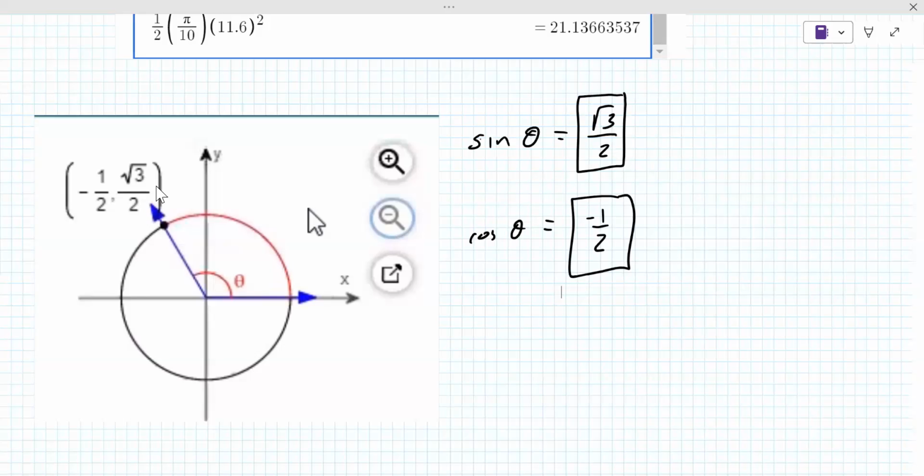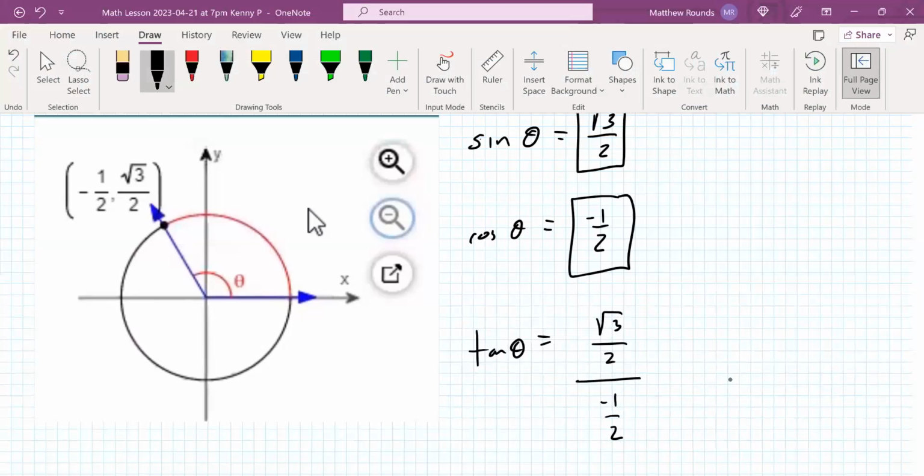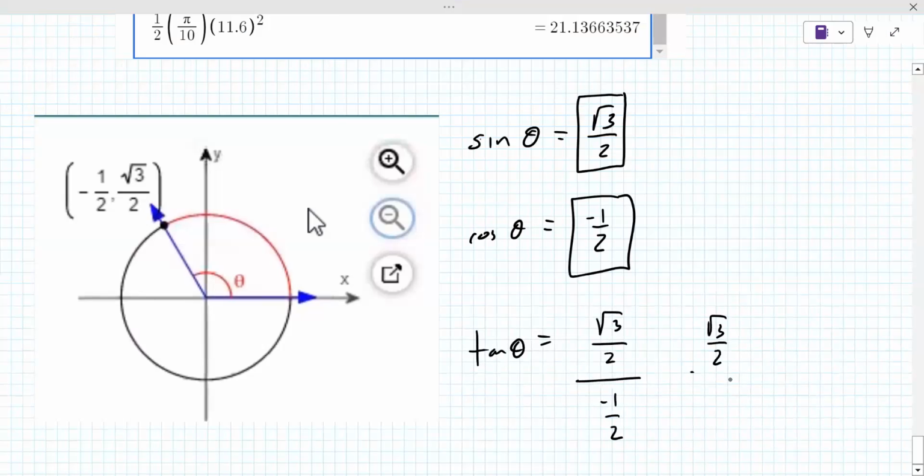All right. How do I find tangent? Okay, so tangent is the ratio of these. So it's the sine value, square root of 3 over 2, over negative 1/2. And this is where you have to multiply by the reciprocal. So it becomes square root of 3 over 2 times 2 over negative 1.